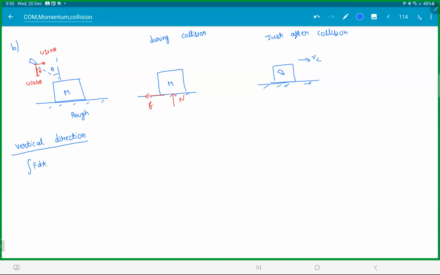Integral F dt is change in momentum. So in vertical direction, the force would be integral N dt. Now don't worry about that integration, we're not going to integrate. This would be vertical momentum, so P final minus P initial. The final vertical momentum is 0. This will be minus of minus m u cos theta. I don't know N, I don't know dt, but I know what is integral N dt.